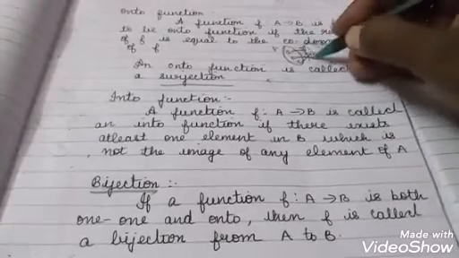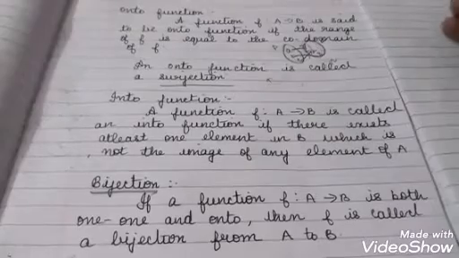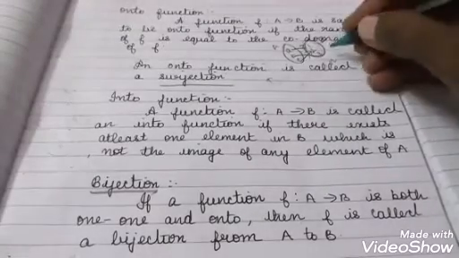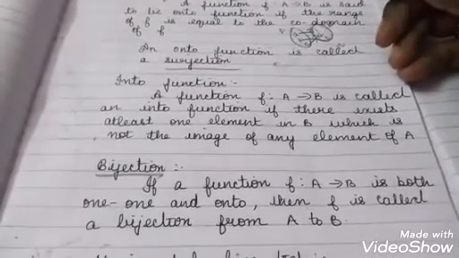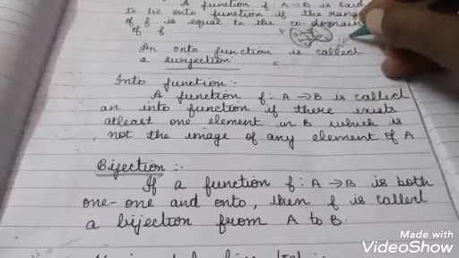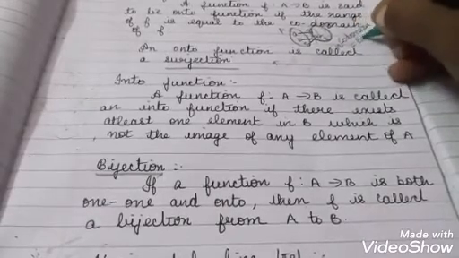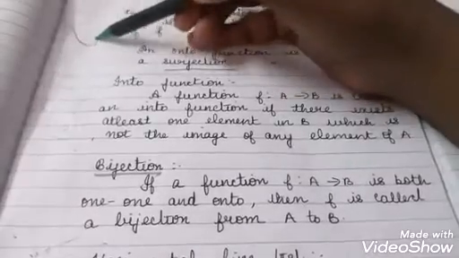So all the elements in the codomain have pre-images. In other words, I can say that the codomain is equal to the range. That's what they have said here. The codomain must be equal to the range, and we call it an onto function.